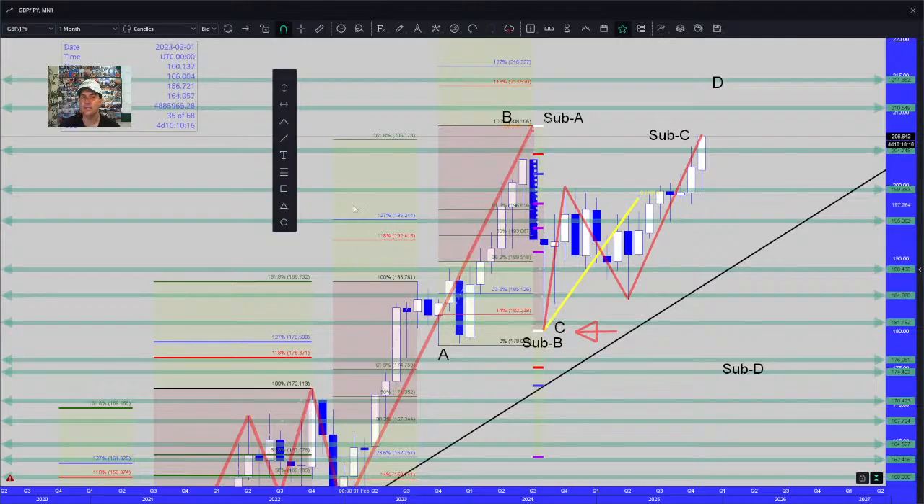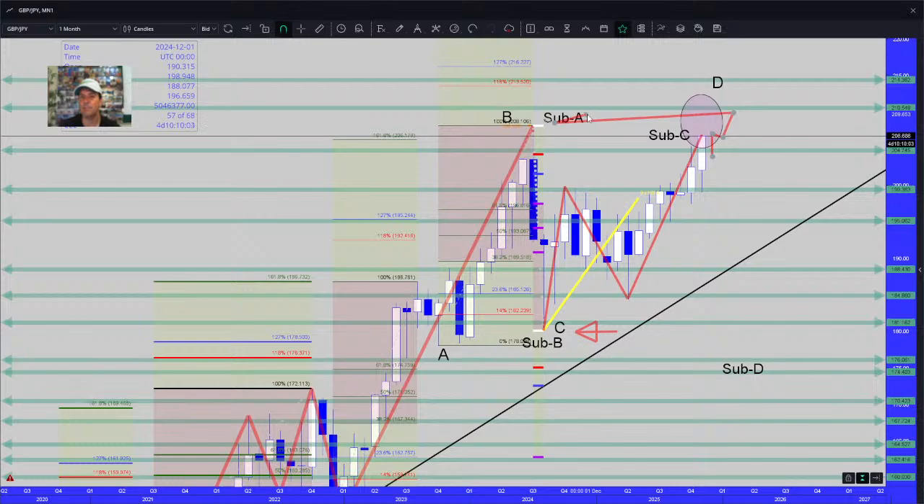Make sense? Next question. If the market goes up and up and up, which I believe it is going to do, and it is going to break this sub A, what happens with the contrarian Fibonacci? Would the contrarian Fibonacci still be valid?